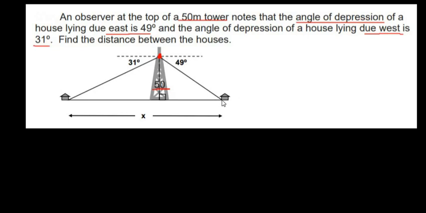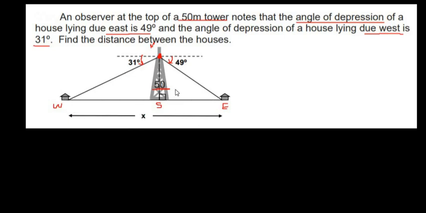Now when he looks at the first house which is due east, so this is the north, this is the south, this is the west, and this is the east. So he is looking at a house which is due east and he is making an angle of 49 degrees with respect to the line of sight. And he looks at the house on the west side and makes an angle of depression of 31 degrees for that house. Now we have to find the distance between the houses. They have already marked the X for us. This is what we need to find out, how far apart the two houses are.